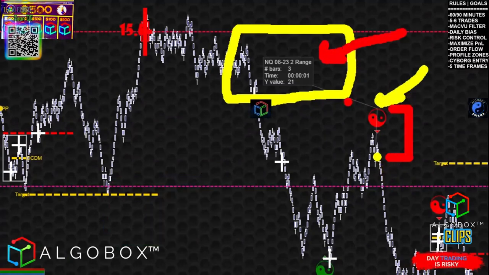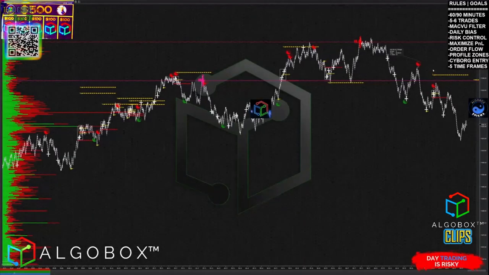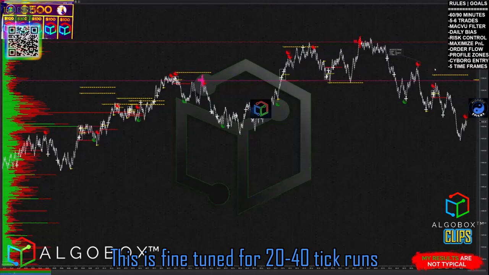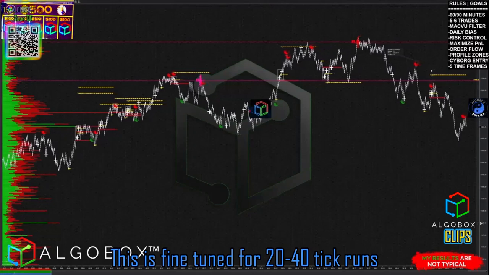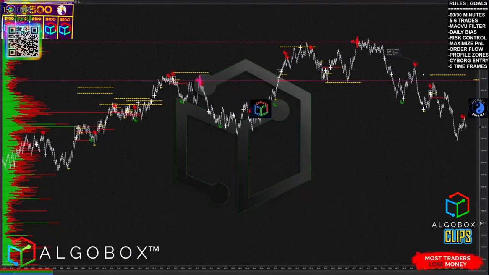So now you see why I go all the way down to the ones, because then it's only about 15 ticks. And even with slippage, my max that I'm looking at is 15 to 20 ticks. But remember, my targets on these are like 20, 30, 40 some odd ticks. Again, this is fine tuned for 20 to 40 tick runs. And if you catch a runner, you just hold out until you get an opposing signal.